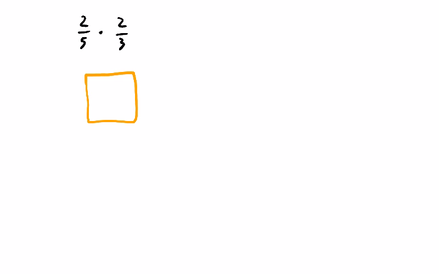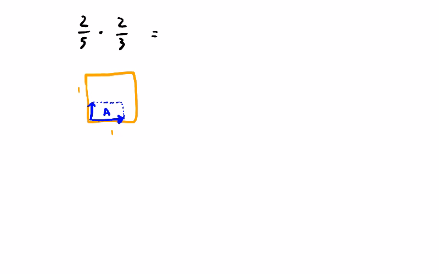If this were a 1 by 1 block, we would have an area of 1. What the multiplication says is we are taking 2/5 of one side, maybe about that large, and we're taking 2/3 of the other side, about that large. When we multiply them together, we get an area that looks like this. And the area that we get is significantly less than 1.